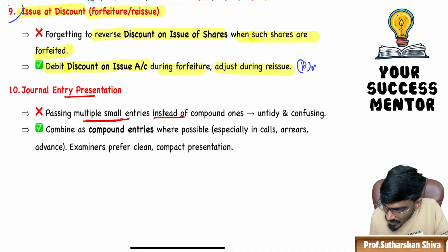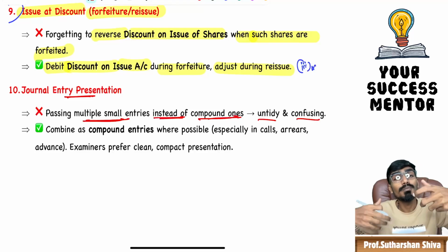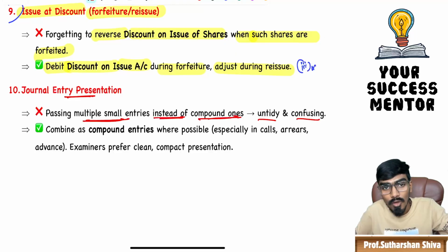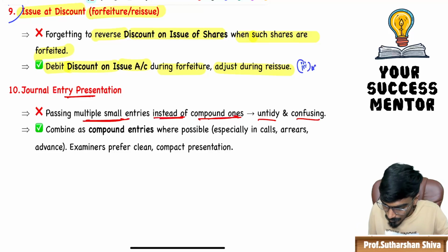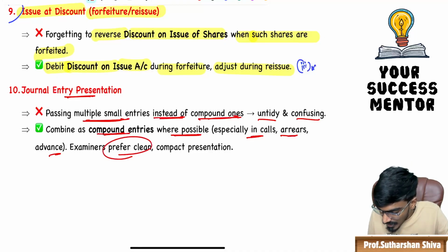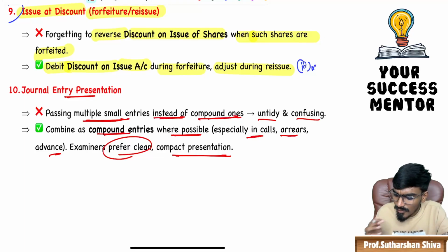Passing multiple small entries instead of compound ones is untidy, and you will get more confusion, and it is also very possible you are losing some marks. For those who have good concept clarity in accounts, compound entry is 100% fine. Combine as a compound entry wherever possible, especially in call scenarios, in calls in advance. Examiners prefer clean and compact presentation.